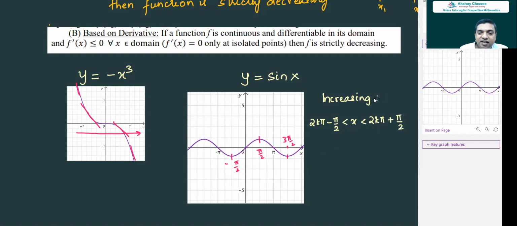sin x is increasing for every period. Period is 2 pi. So you keep adding 2 pi. For every such interval, sin x will be increasing, and it is decreasing for the interval 2k pi plus pi by 2 to 2k pi plus 3 pi by 2.